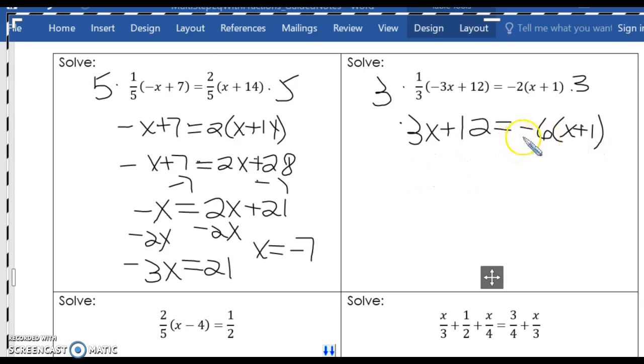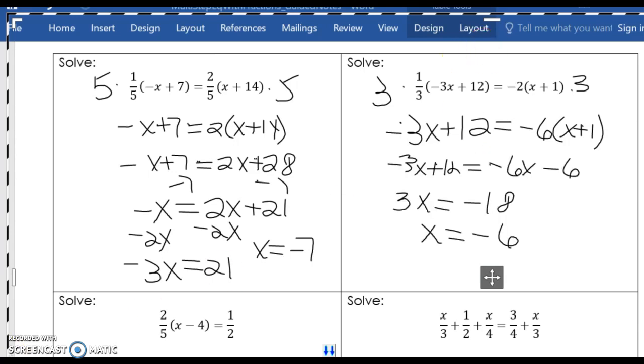Why don't you pause the video and finish solving it by yourself? Did you get x equals negative 6? If not, look at my work and figure out where you made your mistake.